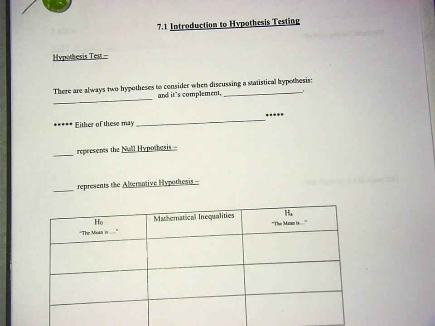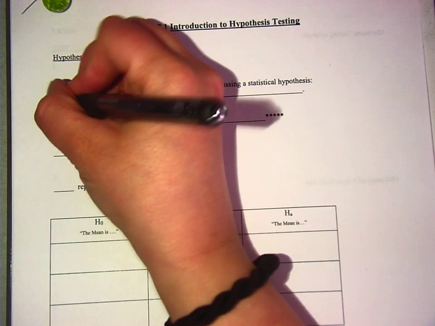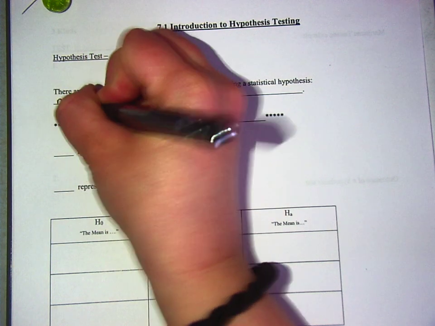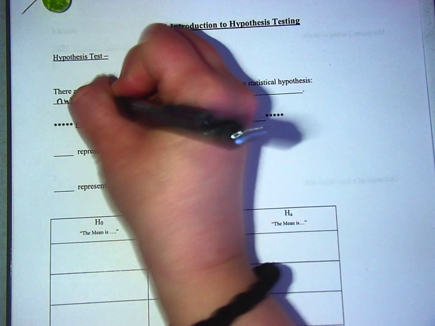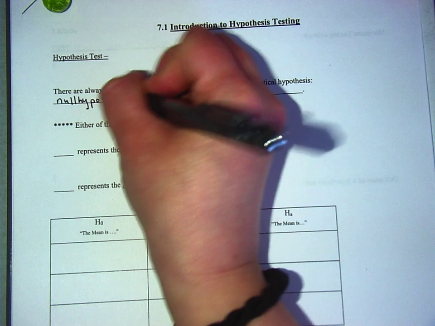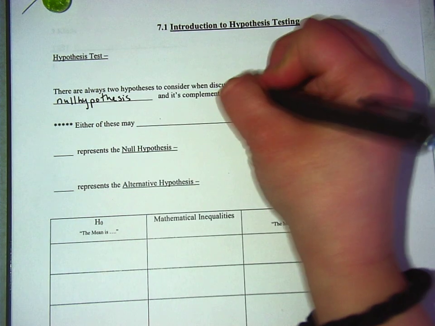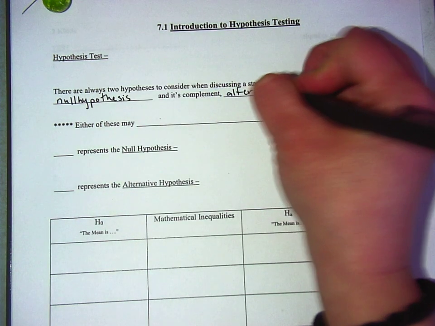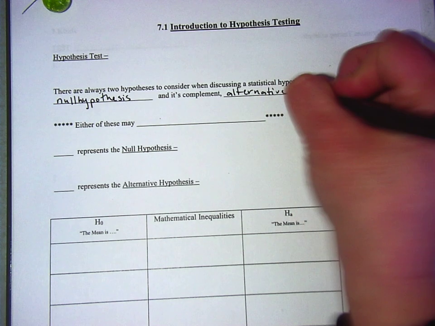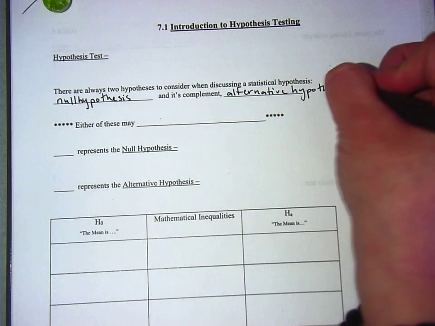Okay. There are always 2 hypotheses to consider when you're discussing a statistical hypothesis. The first one is called the null hypothesis. Can I guess the other one? Yeah? Alternative. Yes. Where'd you get that? Down below. Nice. Good job using your resources. Thank you.